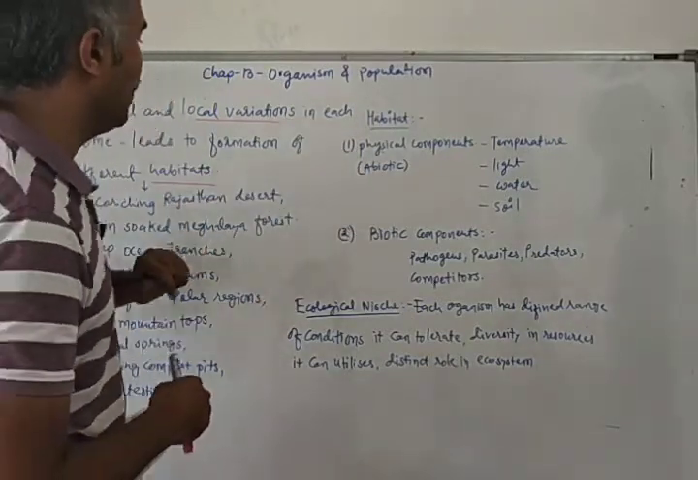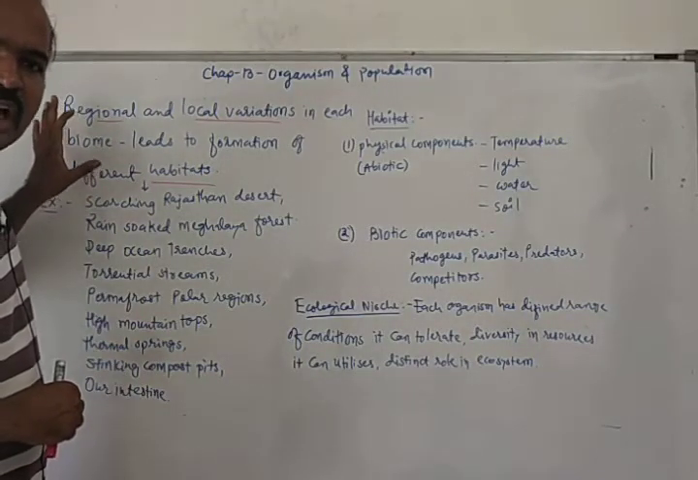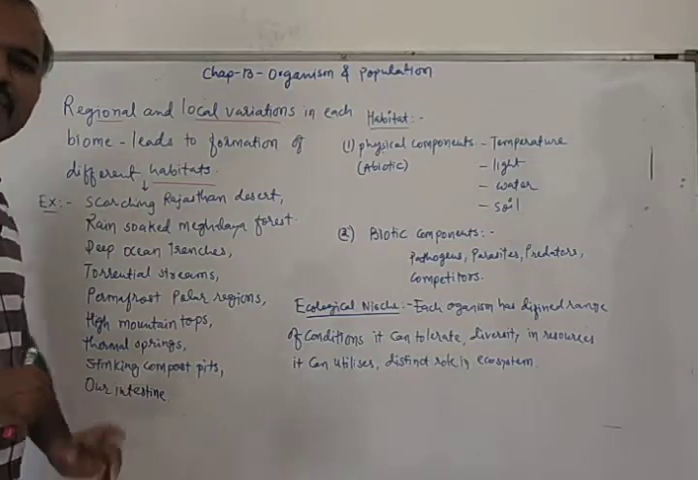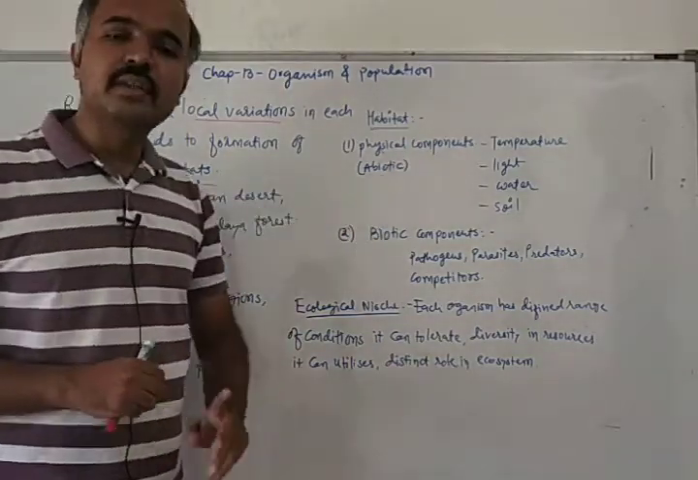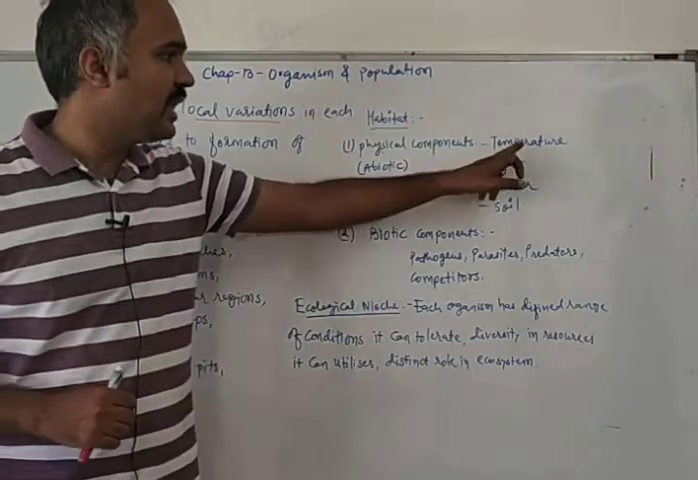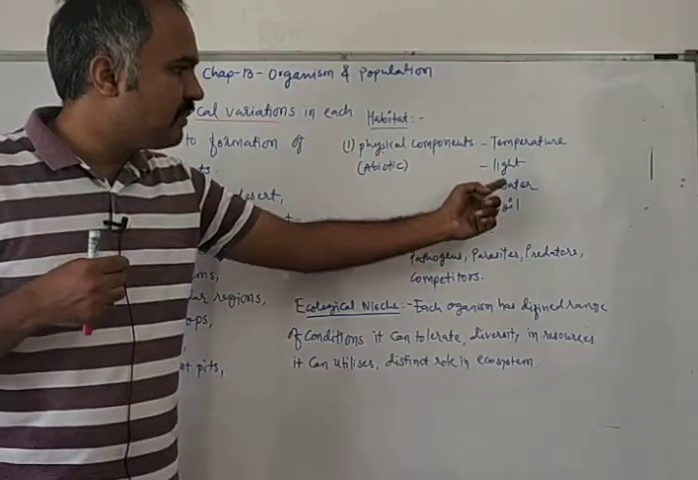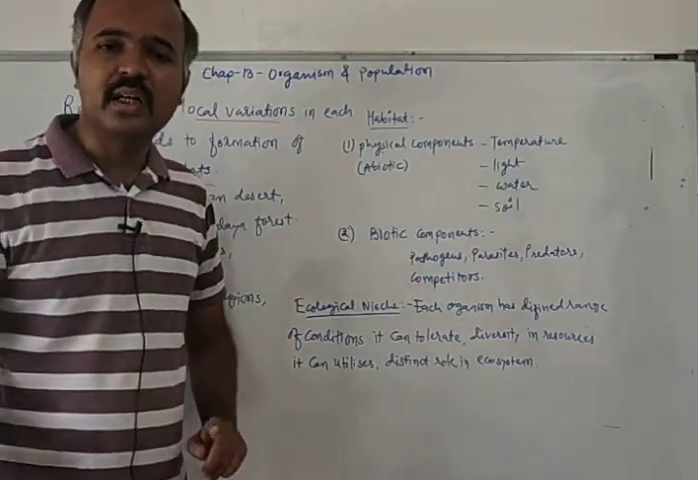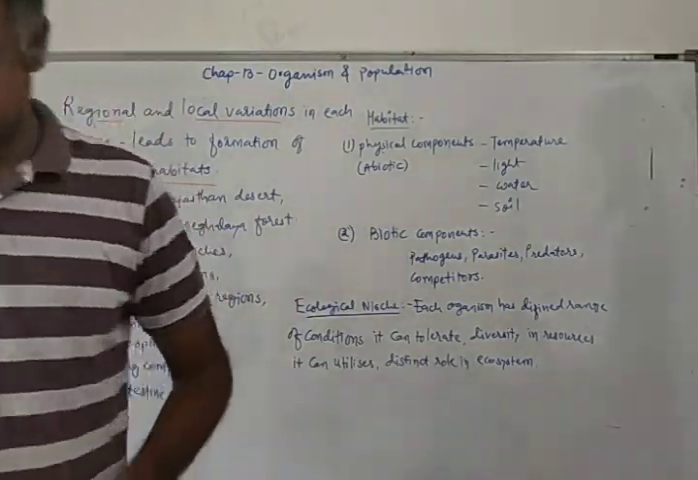So we have discussed the biotic and abiotic components of the habitat. We have discussed ecological niche. We have seen how different habitats are formed, and we have seen examples of different habitats. Now we will begin with the first abiotic factor, that is temperature. We will start with temperature and then discuss the rest of the abiotic factors. Let's discuss temperature in the next slide.